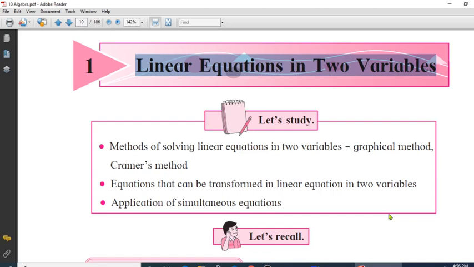Now we're going to start our first chapter, linear equation in two variables. I'm taking this chapter from the Maharashtra State Board textbook for standard 10th students, and this is the first chapter in the Maharashtra State Board for SSC students, linear equation in two variables. So I'm going to begin with this chapter.